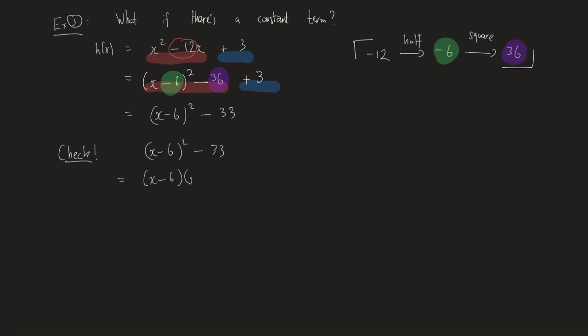So I'll set this up so that I can apply the FOIL method. If I now do my first pairing, my outside pairing, my inside pairing, and my last pairing, what I will get is x squared minus 6x minus 6x plus 36 minus 33. If we gather everything together, you'll see we get x squared minus 12x plus 3, which is exactly what we started with as our expression for h of x.